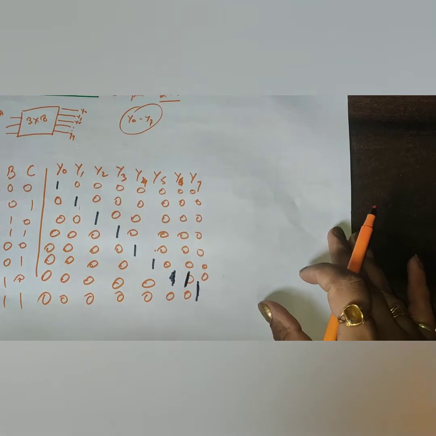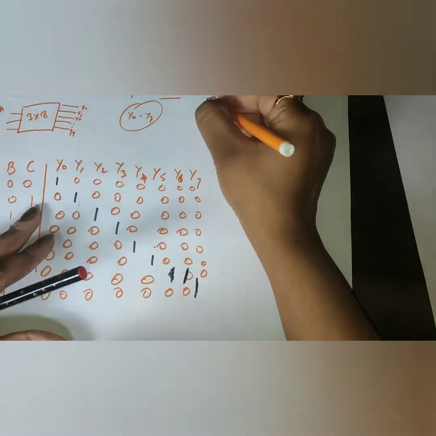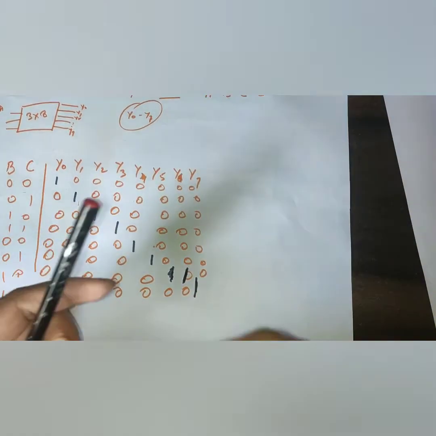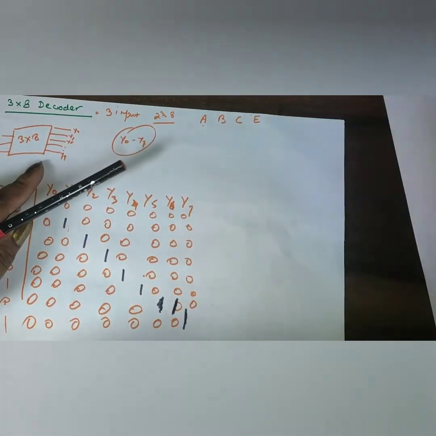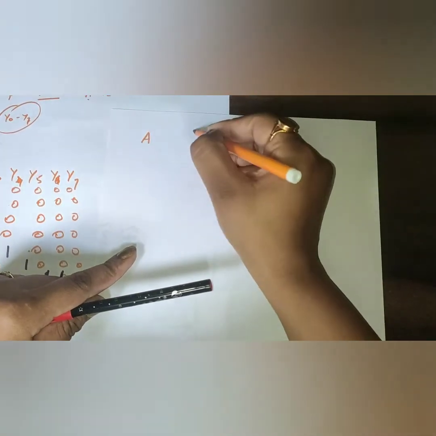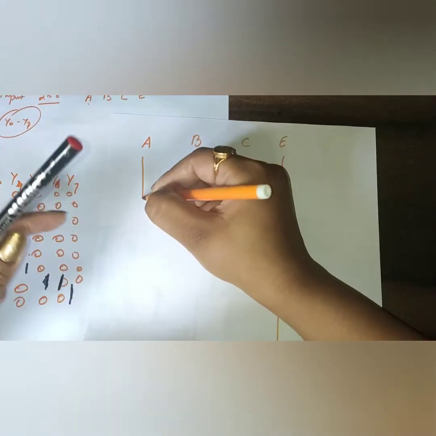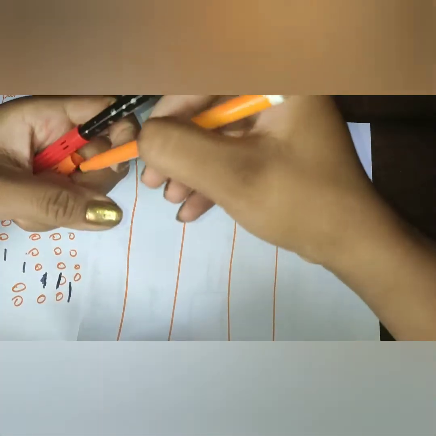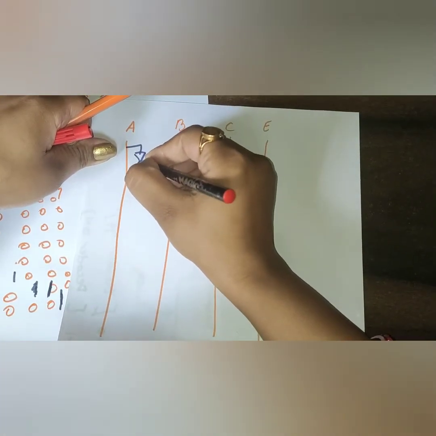Now how can we make our circuit diagram? That will be like this: A, B, C, and the enable signal is there. I will make it on a different page, that will be more clear to you. A, B, C. The enable signal is always 1. Then A, B, C. Now for the bars, we use a different color.